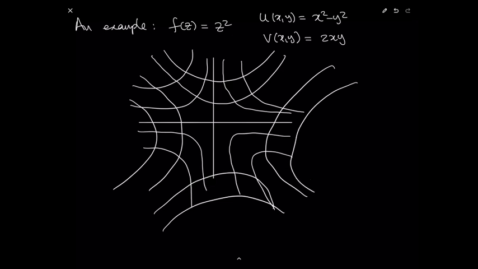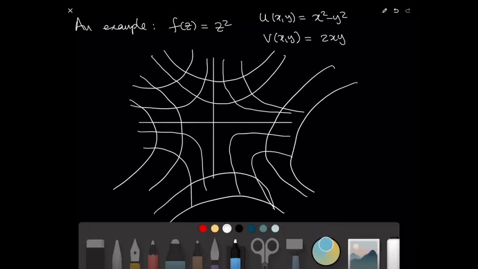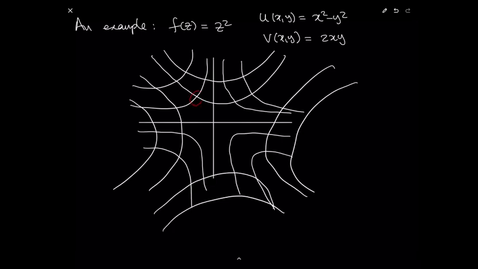And the interesting thing is they intersect at right angles. And if they don't look like they intersect at right angles, it's just because of my crappy drawing. But these curves intersect at right angles, exactly as we predicted using the Cauchy-Riemann conditions.